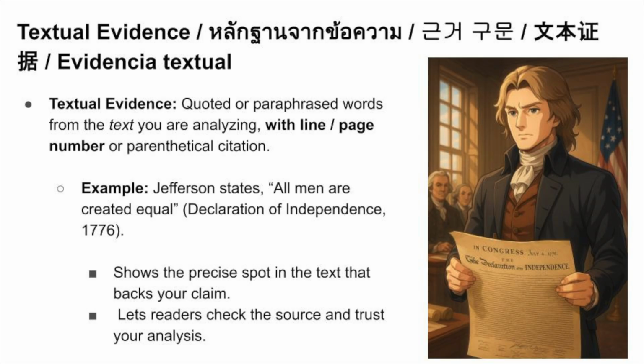Slide 18, textual evidence. Textual evidence is quoted or paraphrased words from the text you are analyzing with a line number, a page number, or a parenthetical citation when needed. For example, Jefferson states, "All men are created equal." Textual evidence shows the precise spot in the text that backs your claim and lets readers check the source. Where to look. When you quote something, copy a line, write it exactly, and include the page number in your in-text citations. If you paraphrase, keep the meaning accurate and still include an in-text citation.